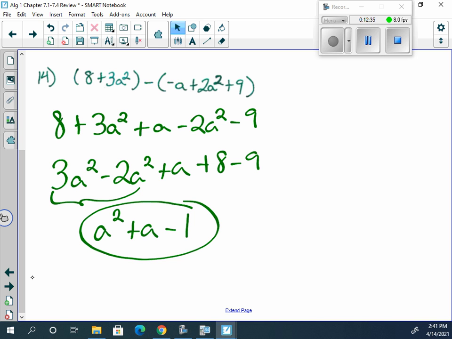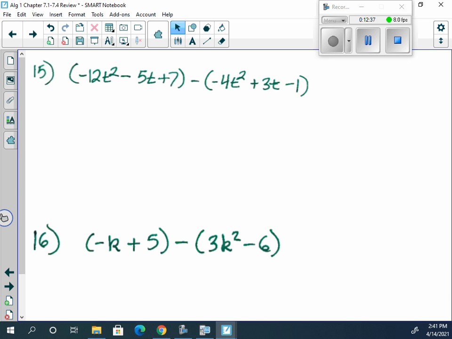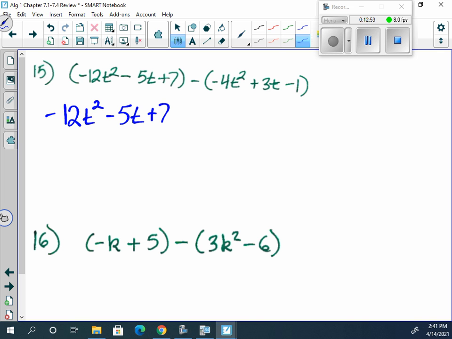Let's look at 15. So to look at 15, I'm going to go on and drop the parentheses and apply the sign, so it's a little bit easier to look at and a little bit easier for us to keep track of. So we still have negative 12t squared minus 5t plus 7. But since we're subtracting this second set of parentheses, the signs inside of it need to change. So our negative 4t squared would become plus 4t squared. Our positive 3t would become negative 3t. And our negative 1 would become plus 1.